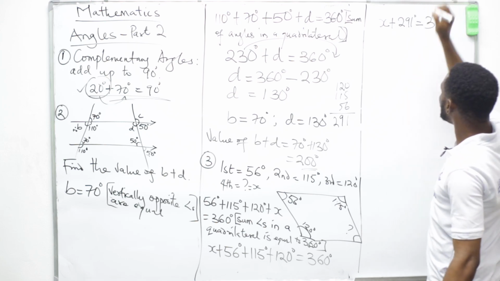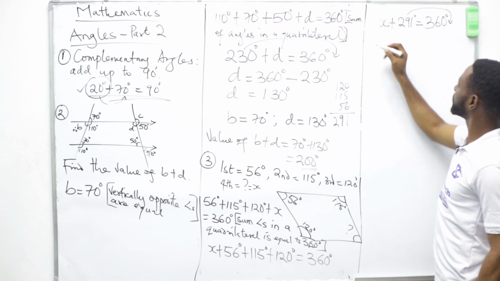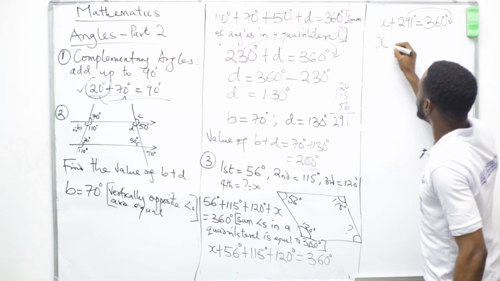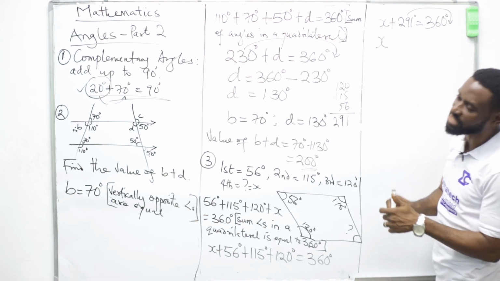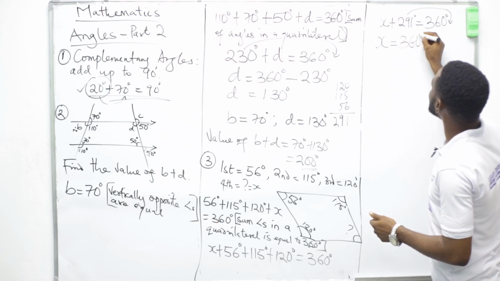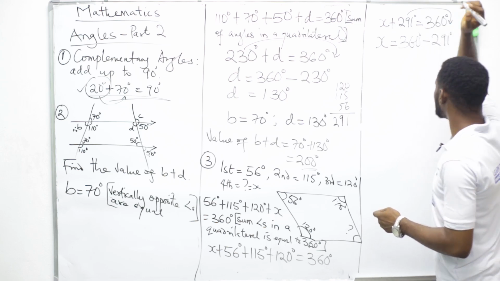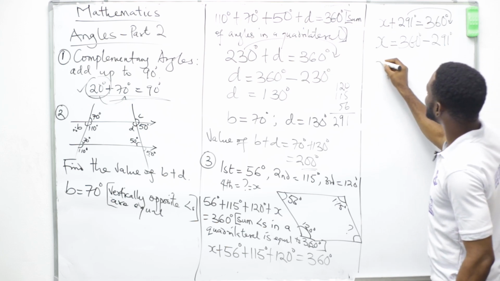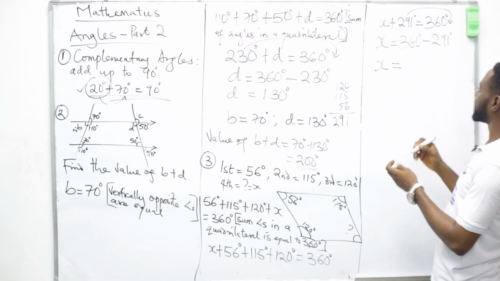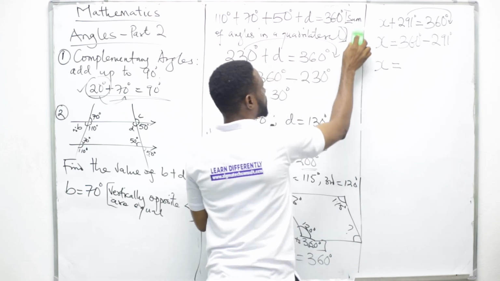You get that? So we take like terms, let this come here. As it goes there, this minus changes to plus. So X, which is the fourth angle, don't forget, will now be equal to 360 degrees minus 291 degrees. We can quickly solve that.